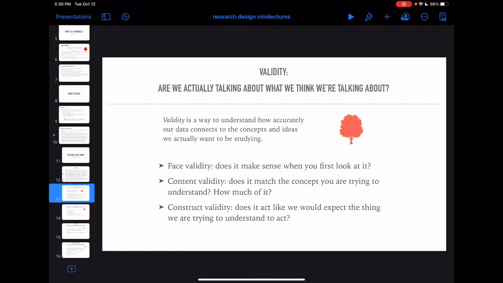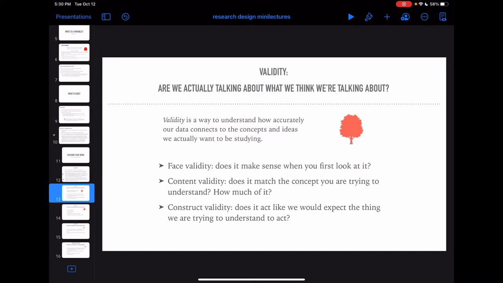So the first principle I'm going to talk about is validity. Right? And validity is this question of, are we actually talking about what we think we're talking about, right? We have to make sure that the data we collected connects to the concepts and ideas we're studying. There's a lot of information we want that actually isn't out there for the taking, right? And remember that data is something that we make in the research process, not something that we pick like apples off the tree, right?